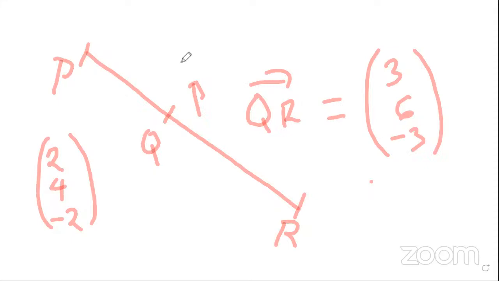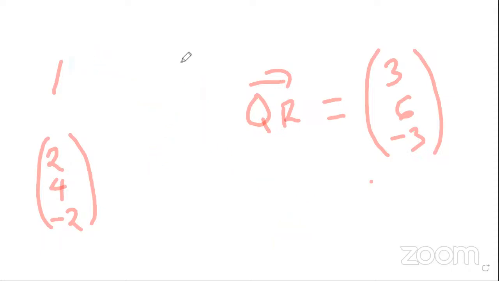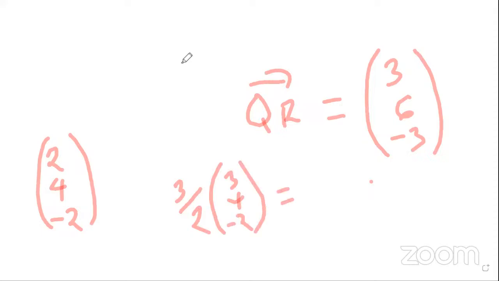3 over 2. So we can see that there is a common scalar, or rather there is a common quotient if you are to divide all the corresponding elements. So we will therefore see that ukichukua ya kwanza PQ, multiply na 3 over 2, 3 over 2 into PQ, 3, 4, negative 2. Utapata ya pili. Ya pili ni 3, 6, negative 3.